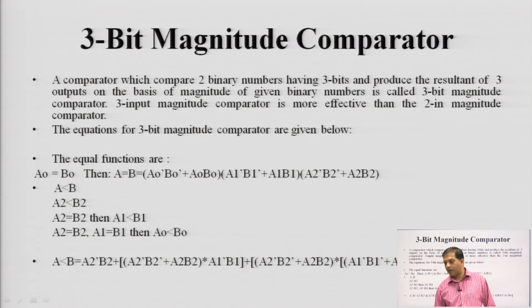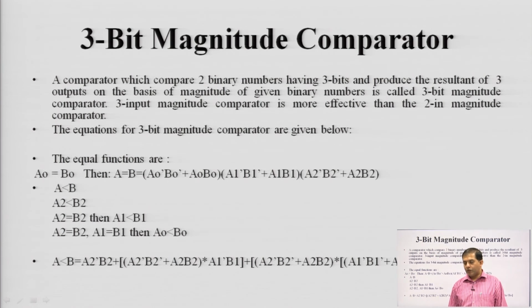And the last topic of today's session is the 3-bit magnitude comparator. Till now we have compared 1-bit and 2-bit, and 3-bit is the most advanced one. It is a comparator which compares two binary numbers having 3 bits and produces the resultant 3 outputs on the basis of the magnitude of the given binary numbers. This is more effective than a 2-bit magnitude comparator.